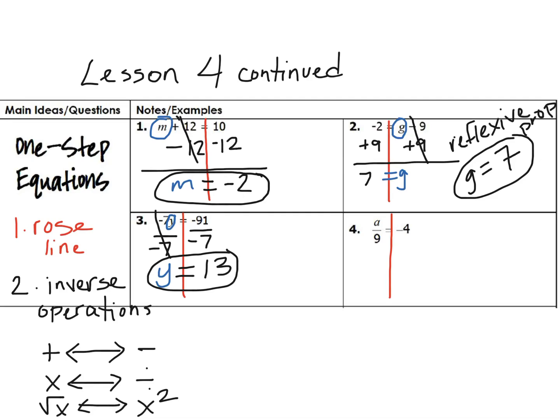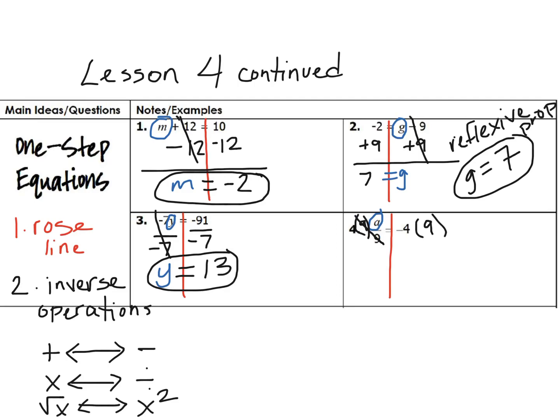So my variable a is right here. The inverse of a divided by 9 is going to be multiplying by 9. So I will multiply both sides by 9. And I'm going to keep the sign here the same. Again, I'm doing the inverse operation. I'm not necessarily just changing the sign. I'm changing the operation. 9 divided by 9 is 1.